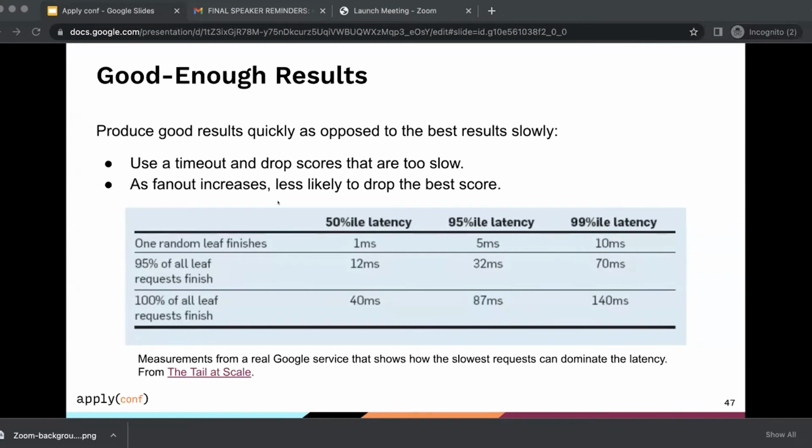If we look at this chart below, this is an example from a real service at Google, and it illustrates the problem they had in their service. If we look at the rightmost column, we can see that for 95% of those leaf requests to finish, it was only 70 milliseconds. But to wait for all of them, it was 140. So really, that 5% of slow requests were dominating the P99 latency of the system. If your particular use case can get away with dropping some scores and then maybe have some sort of system to impute the score, this could be a really viable technique to bring your latency down even more.